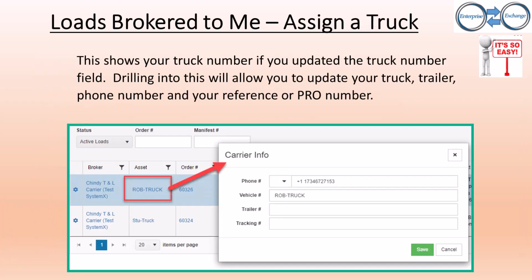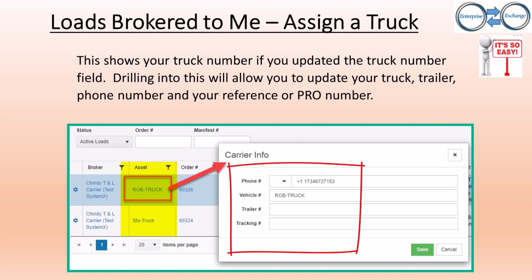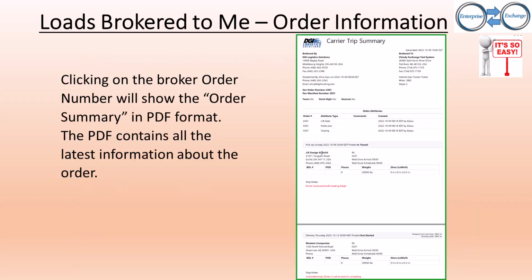The asset column shows the truck that's assigned to this particular order. It will say unassigned if you have not assigned any truck. Just click on the link to either assign the truck or change the data that you have stored there. We highly recommend you enter your truck number and your pro number so the broker knows your information. Clicking on the broker order number will show the order summary in PDF format. This PDF contains all the latest information about the order.